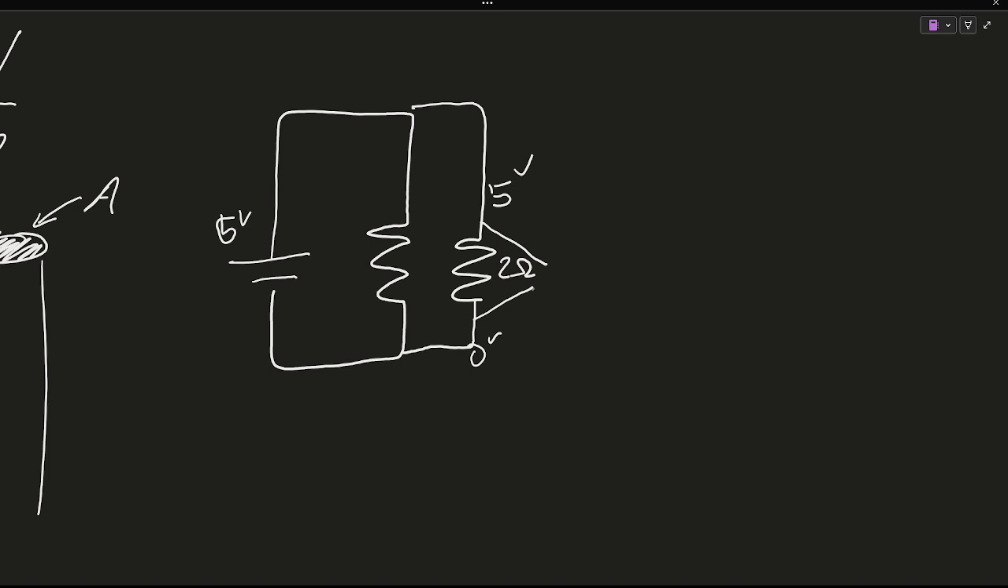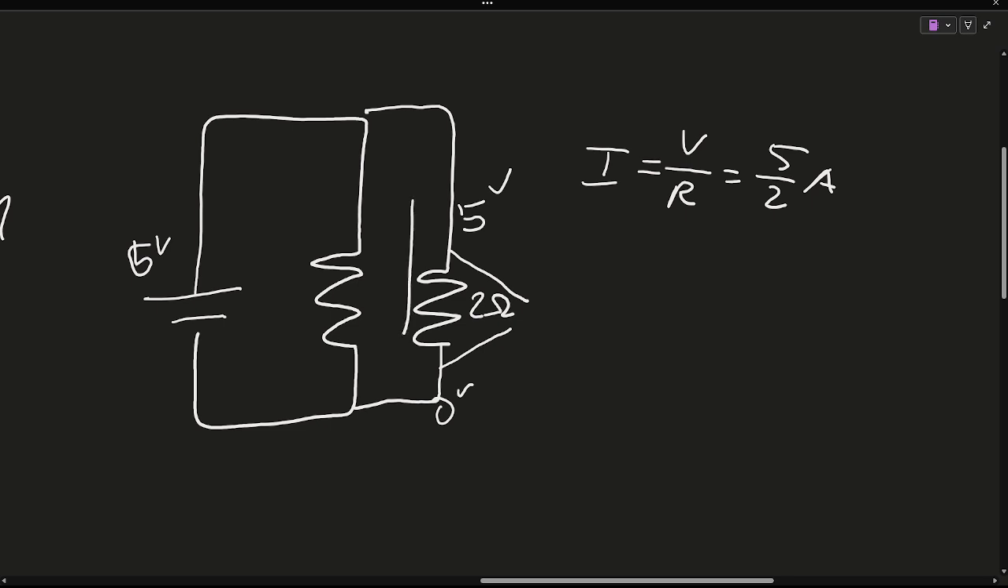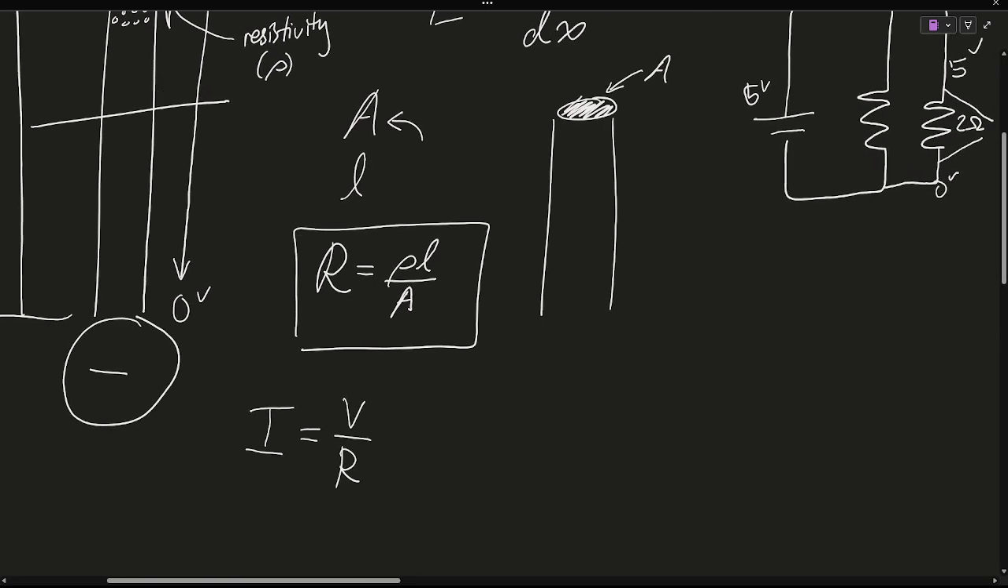So now we know the voltage across this resistor, so we can use Ohm's law, I equals V over R, 5 over 2 amps. So we can use Ohm's law, and that will tell us the current through this single resistor resulting from the voltage across this single resistor. But that's all it tells us. We can never use Ohm's law for anything else, right? This is only describing what happens to a single resistor.